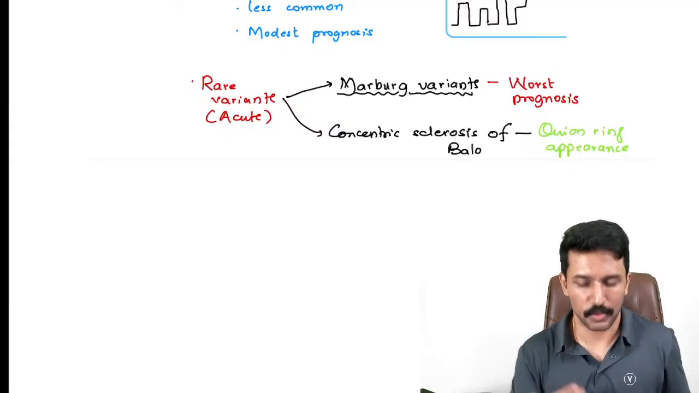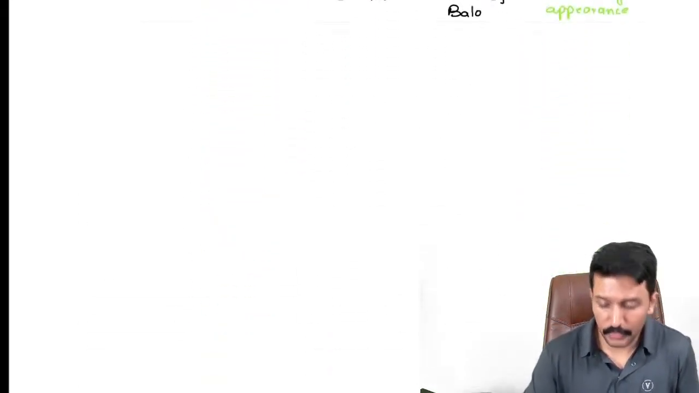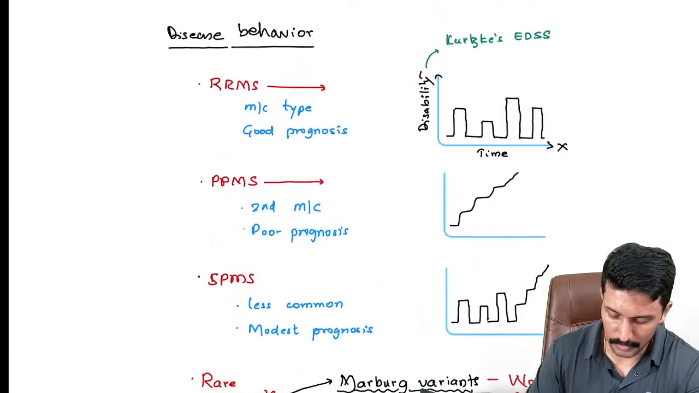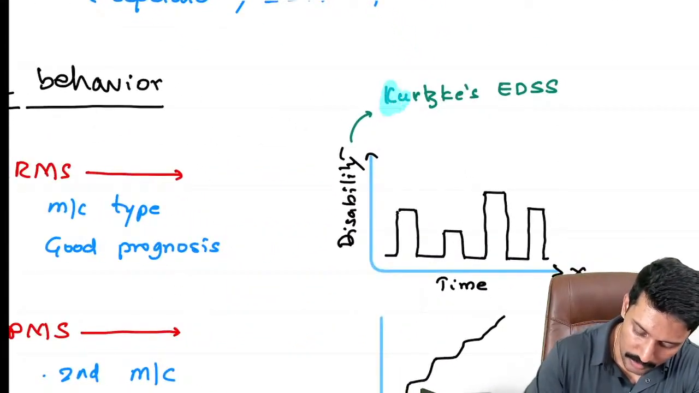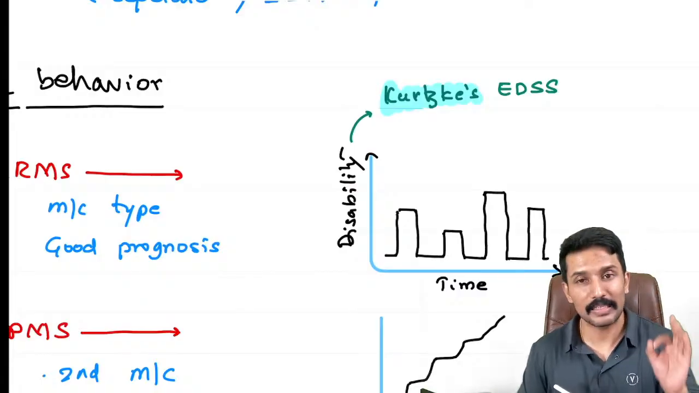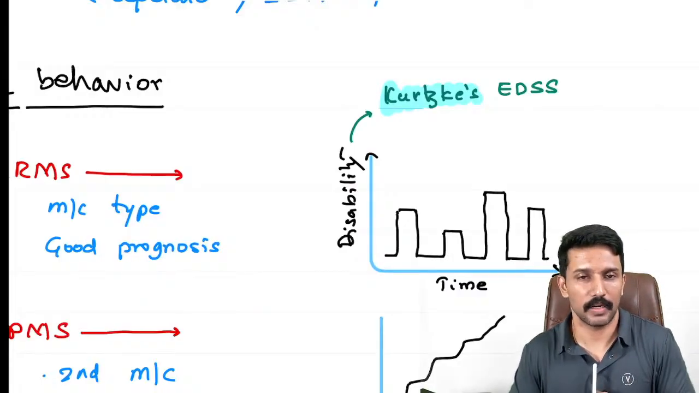So these are basic MCQ points. Now that we know to classify based on the disease behavior, again I'm urging you to remember the tool used to assess the disability in these patients: Kurtzke's expanded disability status scale.